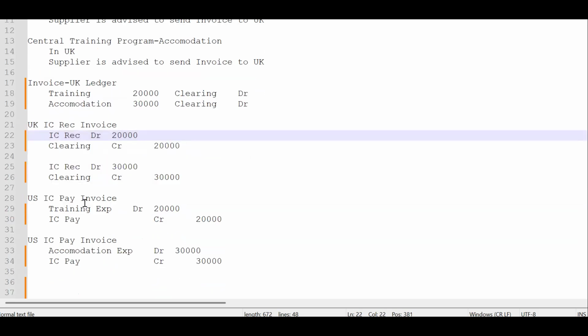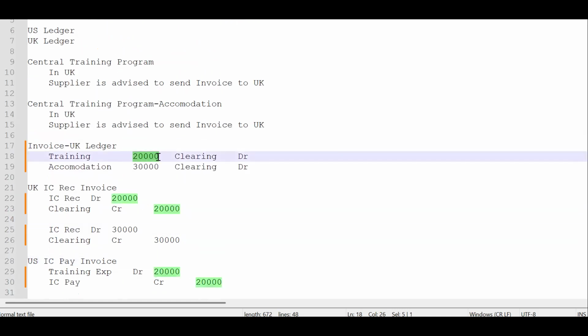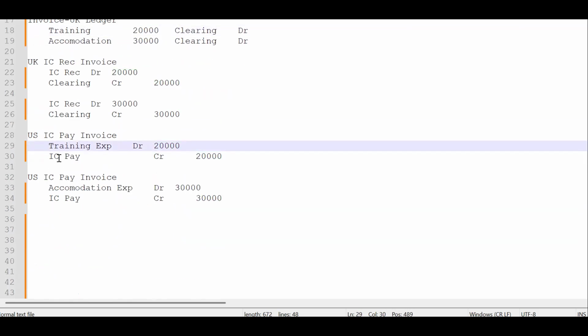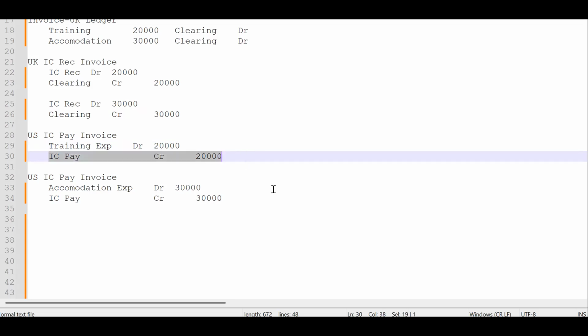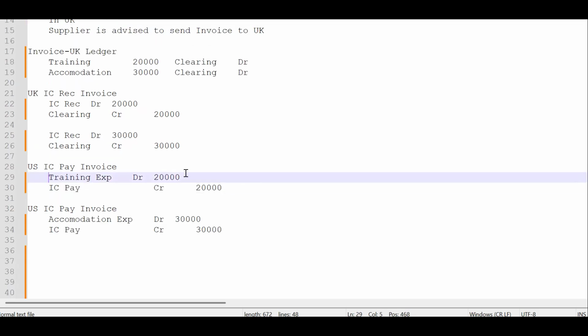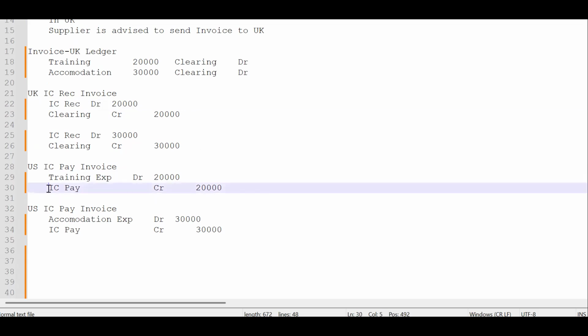In turn, there should be a payable invoice in the US ledger where the actual expense will be booked. This invoice which was sent is an actual expense to the US ledger. So here in the US ledger, the training expenses will be debited and the intercompany payable account will be credited. So at the end, if you see, the expense is booked in the US ledger. In turn, there is an intercompany receivable in the UK ledger, and there is an intercompany payable in the US ledger.